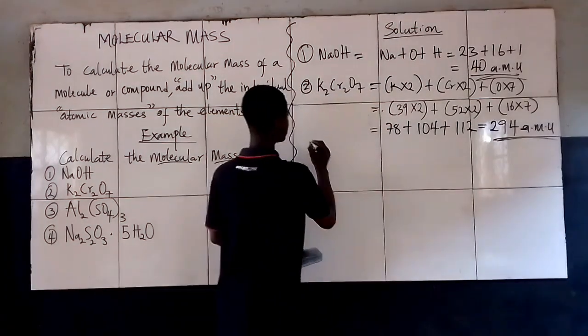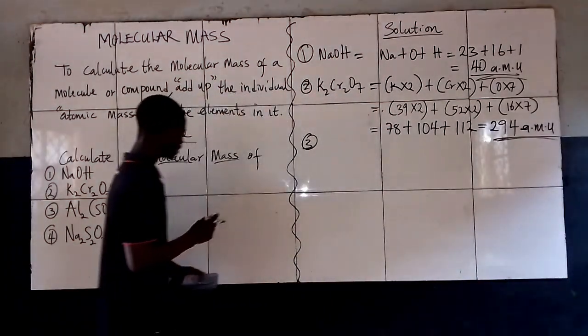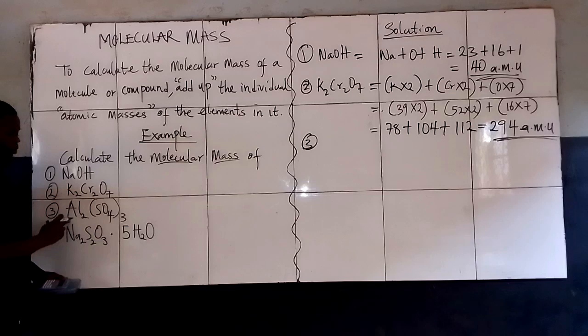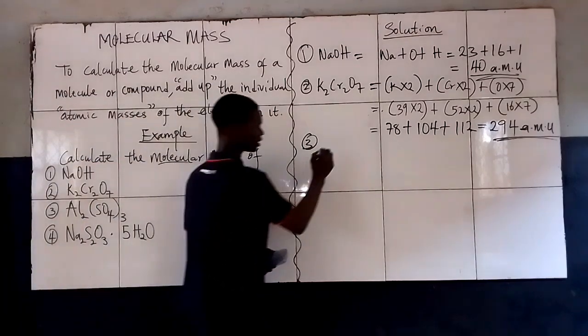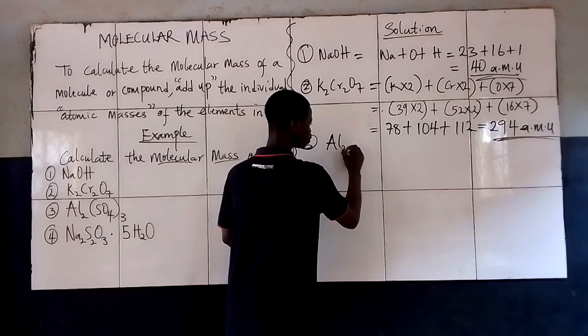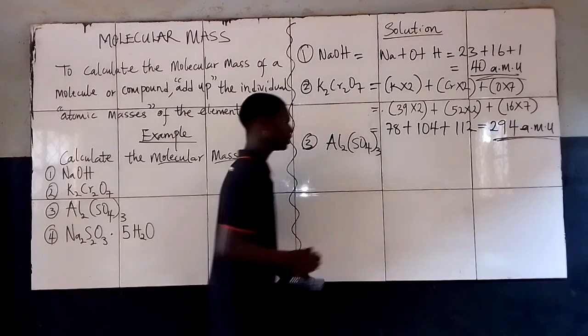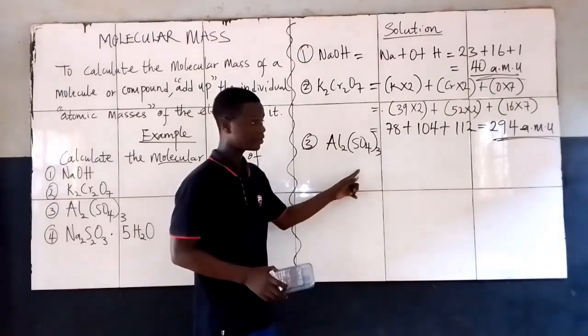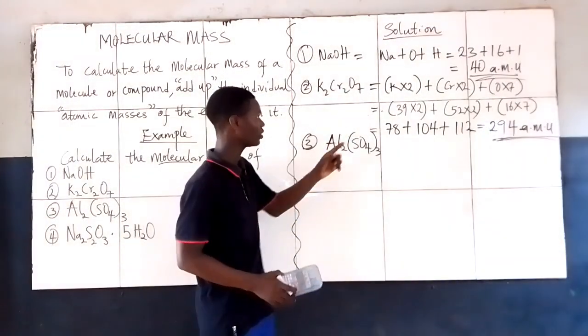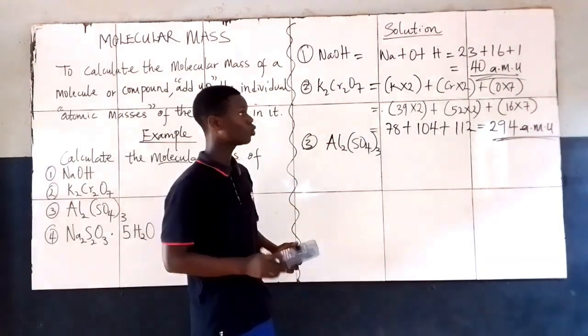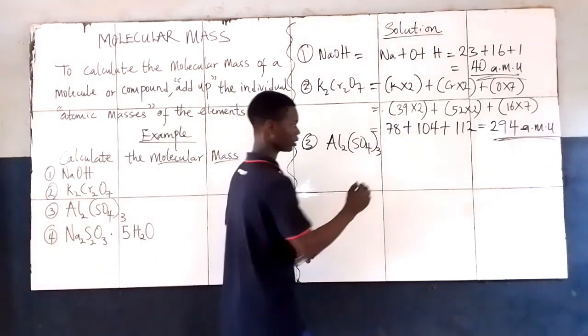So third question, without wasting much time. What we're given as the third question is what? Aluminium tetraoxosulfate 6. So this is the guy. We'll come here and reproduce it here: Al2(SO4)3. Now observe in this case, this one is carrying a bracket, but the first two we saw, there was no bracket. So we'll be a little more careful there.